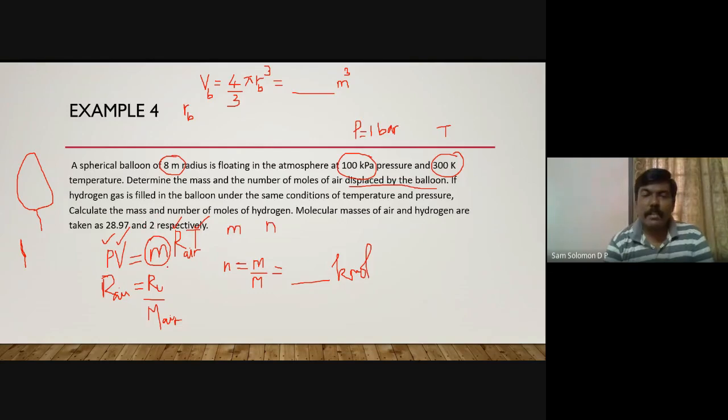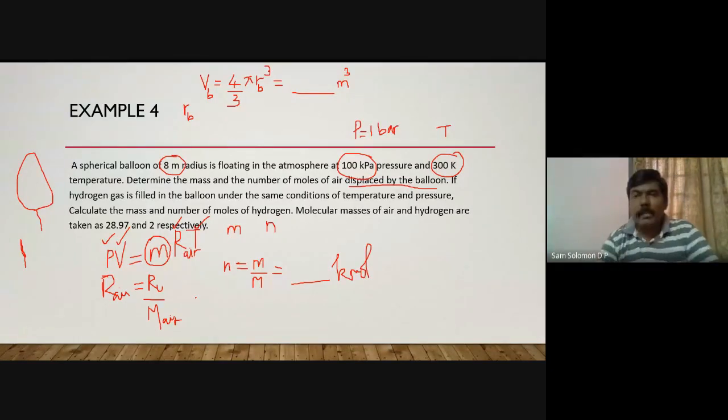So if it is going to be hydrogen, then you have to replace this R for air with R for hydrogen. So R for hydrogen will be Ru divided by molecular mass of hydrogen. Molecular mass of hydrogen is 2. So you will get 8314.4 divided by 2, 4157.2. So that will be a higher R value. So the mass will be a little bit higher. And you can use the same formula once again, mass of hydrogen divided by molecular mass of hydrogen.